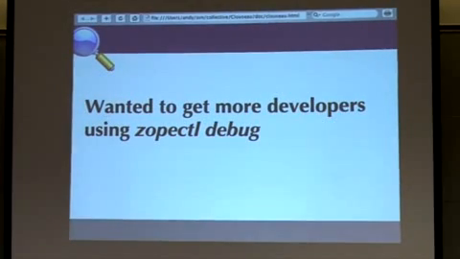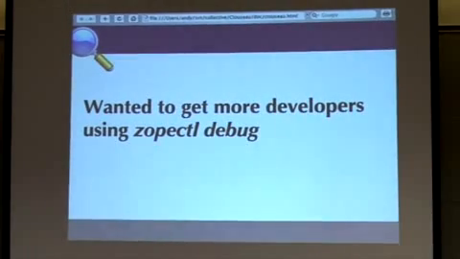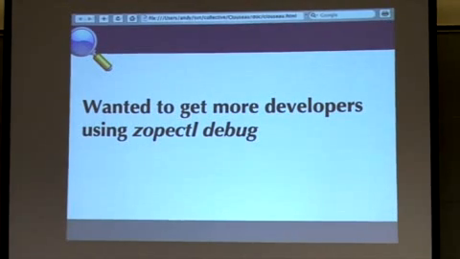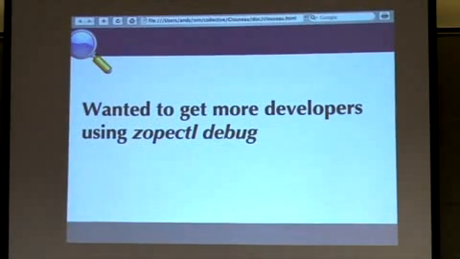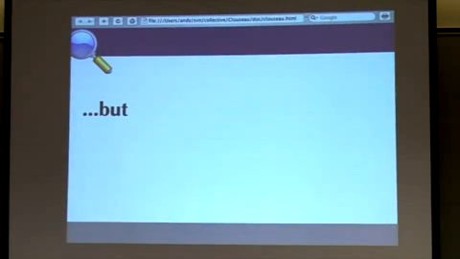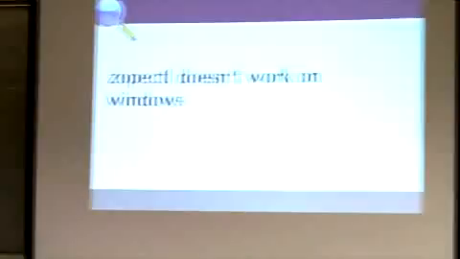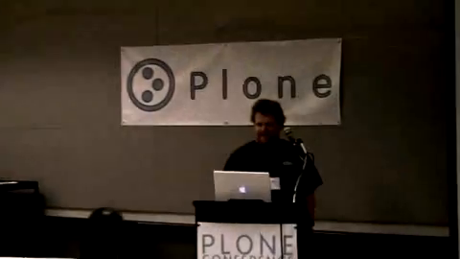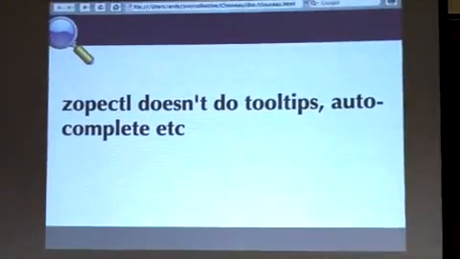So what we wanted to do was basically try and get more developers using something like XOPCTL debug, because it is amazingly useful. Anybody who's a Python programmer should probably get to love Plone a little bit more when you can introspect with it a little bit more. But XOPCTL doesn't work on Windows. Who cares? How many people are running Windows? Yeah, okay. So in my training, 40% of people there are running Windows. And it doesn't do tooltips or autocomplete unless you go for something like IPython, and then you're in real propeller headlands.